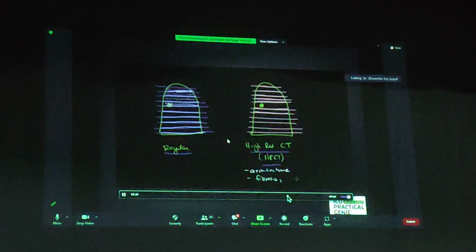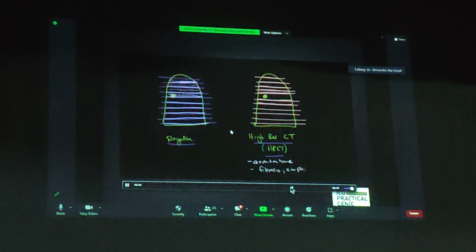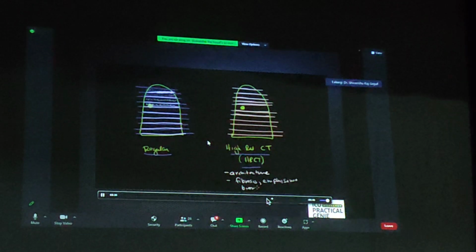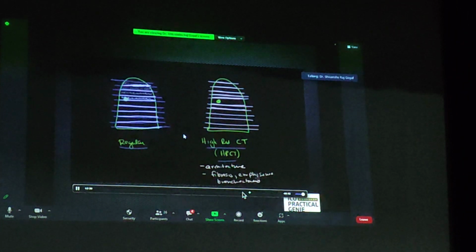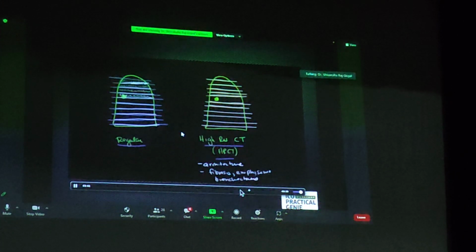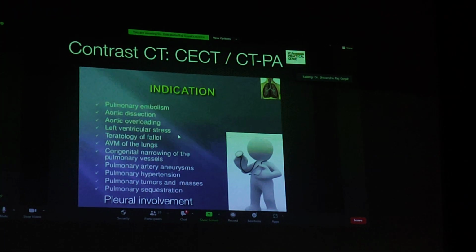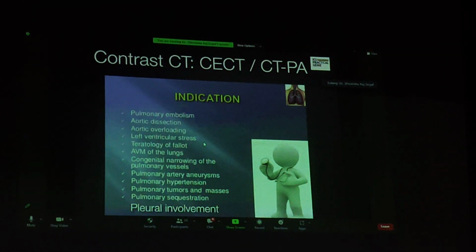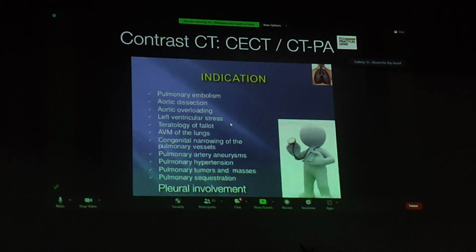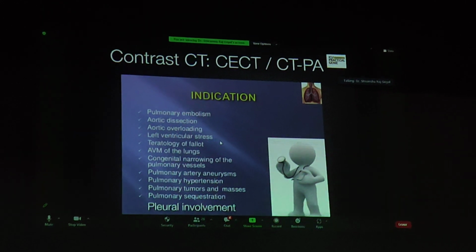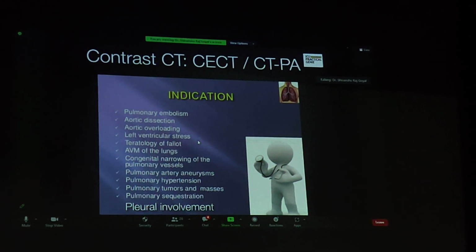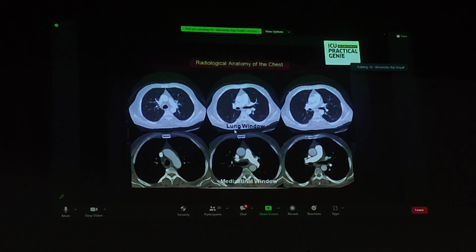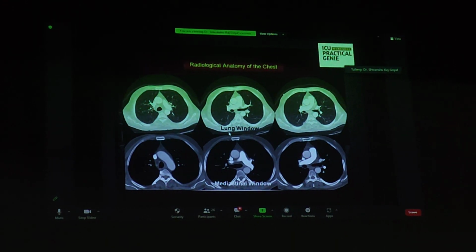So when you do an HRCT, you have to look for architecture, fibrosis, emphysema, nothing else. For all others, like obviously bronchiectasis, everything else can be done with a regular CT scan. So when you order a contrast CT, the main indications are pulmonary embolism, aortic dissection, aortic aneurysm, pulmonary tumors, pulmonary hypertension, and any pleural involvement where you have to differentiate or enhance the pleura away from the lung. That is the idea.